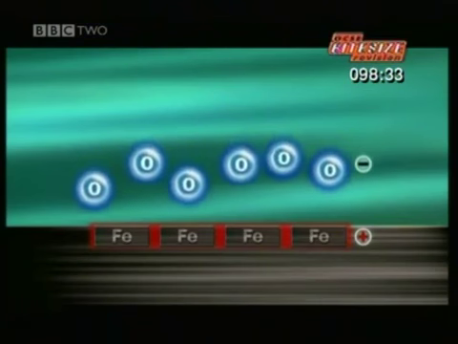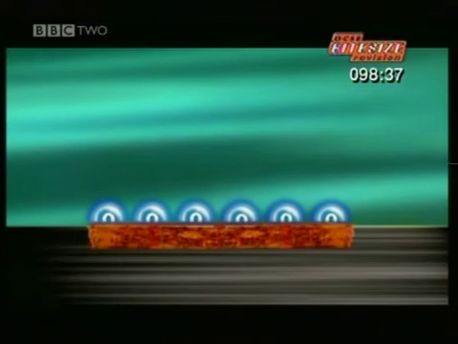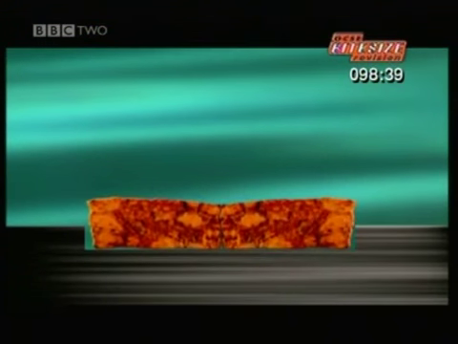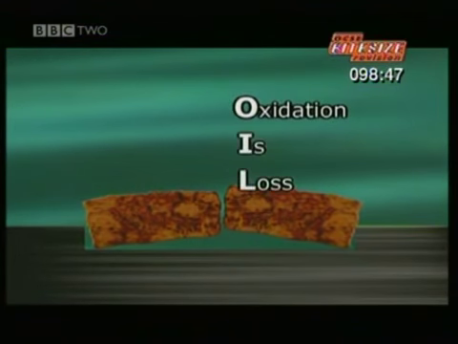Remember, the iron is positive, so the opposite charges are attracted to each other and combine to form rust. The iron has combined with oxygen, but it's lost electrons. Here's one way to remember that. Oxidation is loss of electrons. Reduction is the exact opposite.